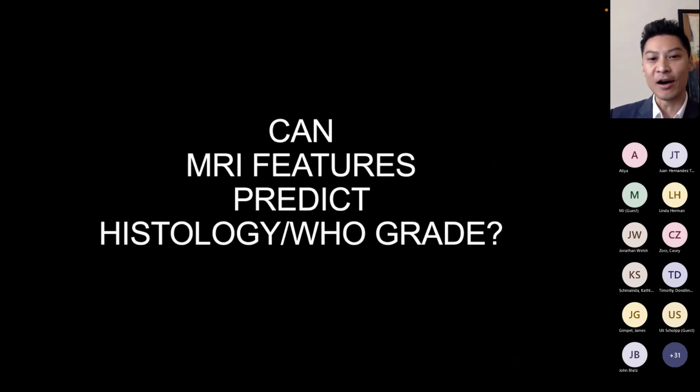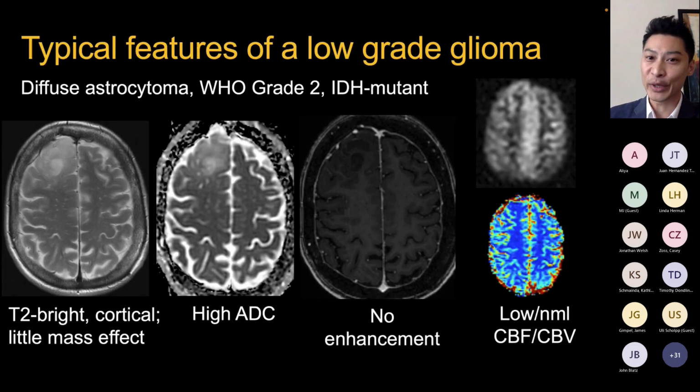Okay, so let's get on to the pertinent questions in brain tumor imaging. Can MRI features predict histology and WHO grade? And the quick and dirty answer is yes, we can do a pretty good job of that. And these are typical features of a low-grade glioma. In this case, it is an astrocytoma, WHO grade 2. They tend to be T2 bright, cortical, smaller, not that much mass effect.